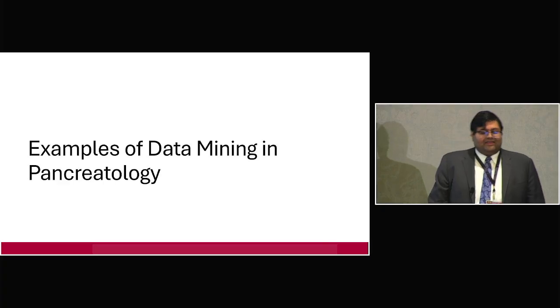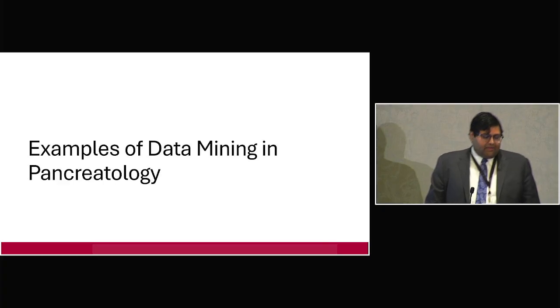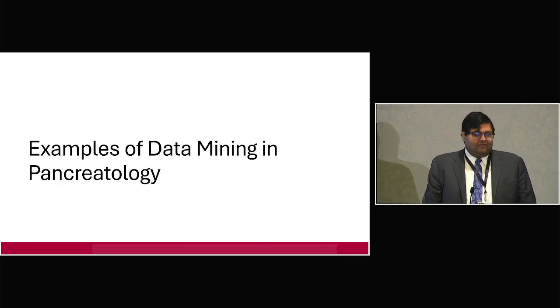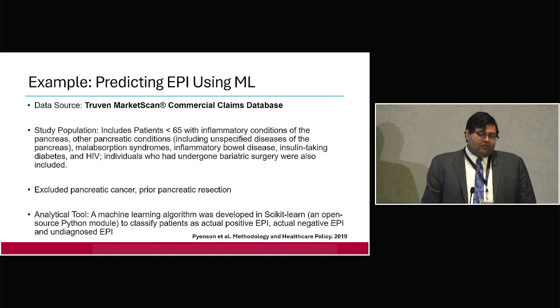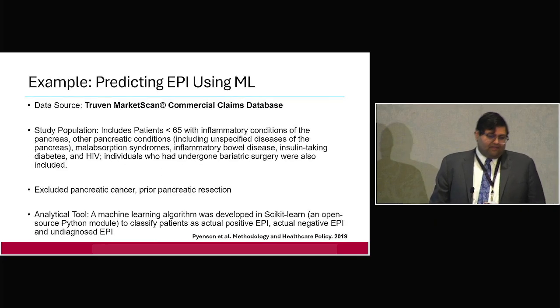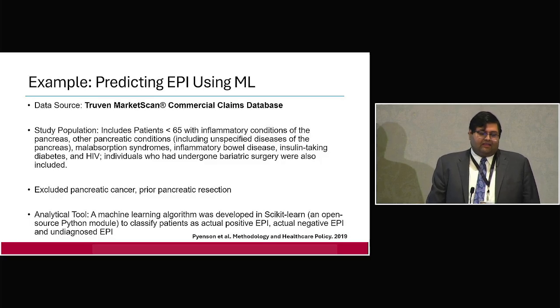Next, I'll get into some examples of data mining in pancreatology with the caveat that this field is really in its infancy, so you're just starting to see what is potentially possible, but it really scratches the surface. So the first example I'll get into is a study that aimed to use machine learning to predict exocrine pancreatic insufficiency using Truven MarketScan. They specifically looked at patients with pancreatic disorders, malabsorption syndromes, and HIV, and excluded pancreatic cancer and prior pancreatic resection.